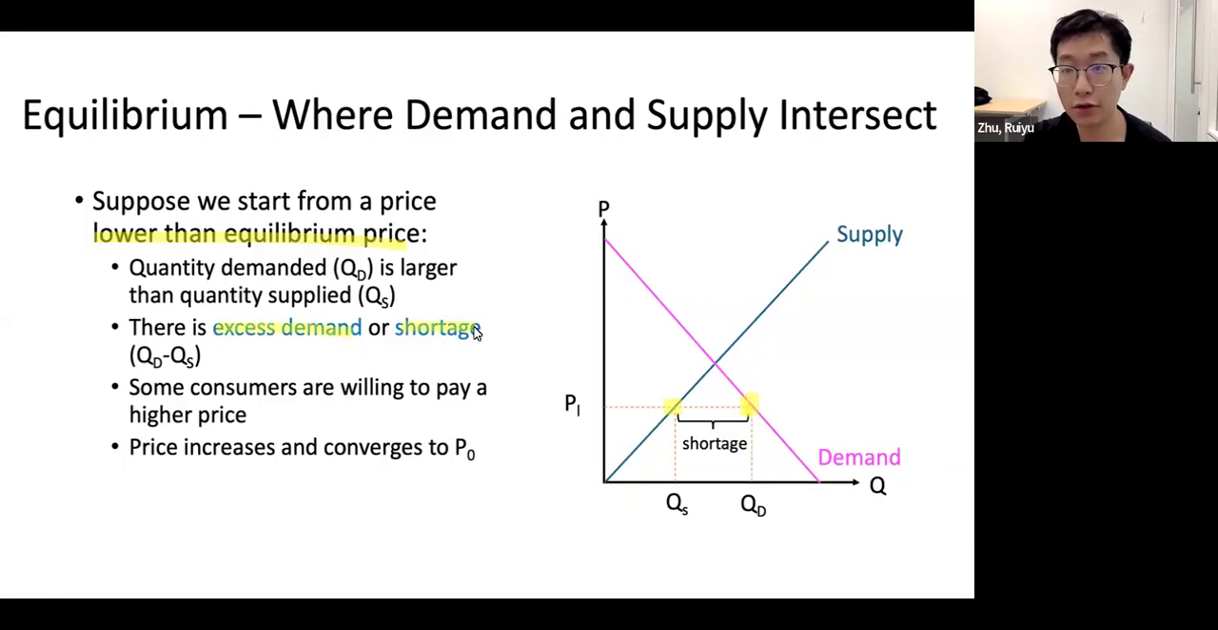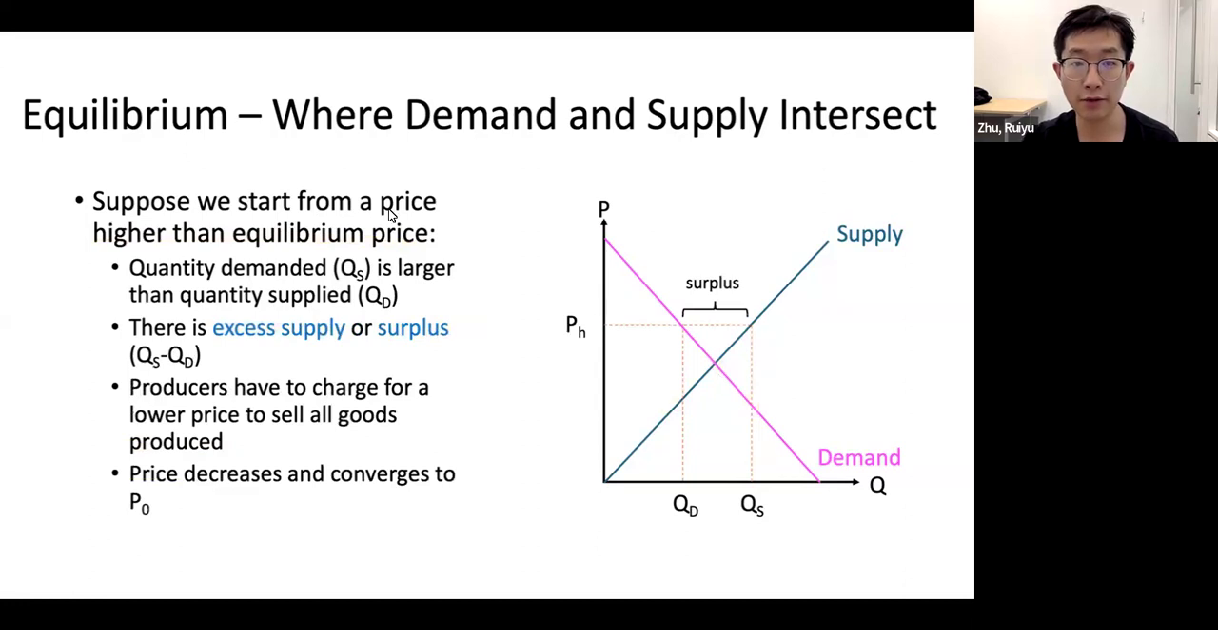If there's a shortage, consumers will find it very hard to get what they want. So some consumers will be willing to pay a higher price to get the good. If that's the case, the producers will find, oh, I can increase the price and I can still sell all the goods I produced. That will be profitable. So in the end, the price will increase and converge back to our equilibrium price.